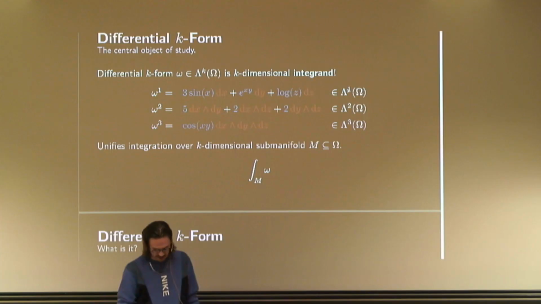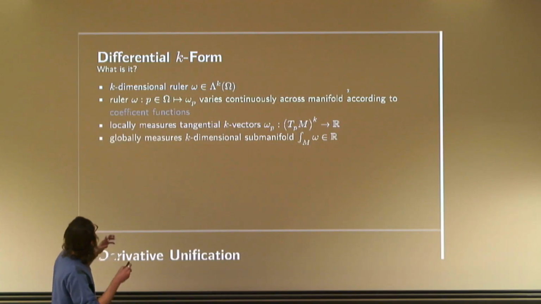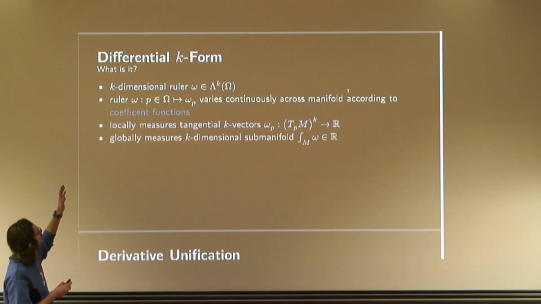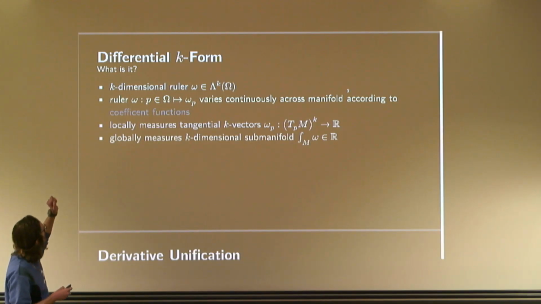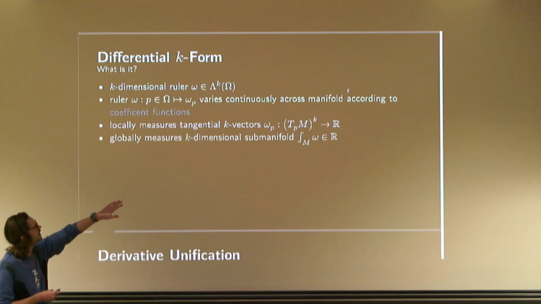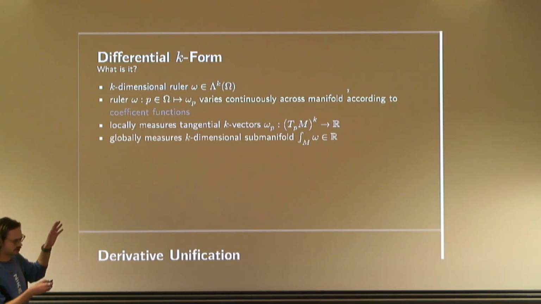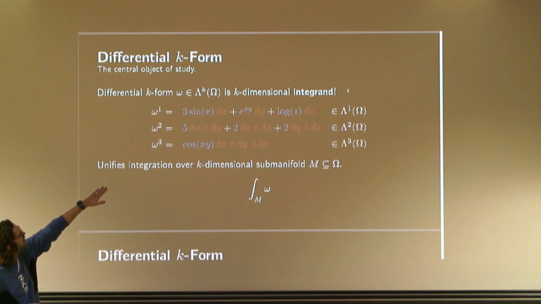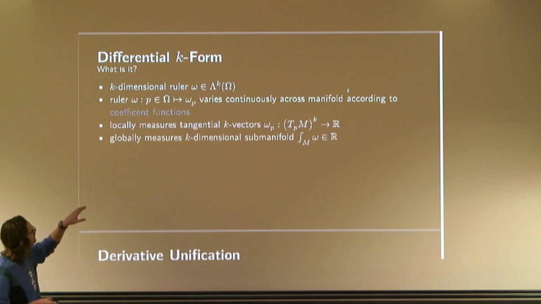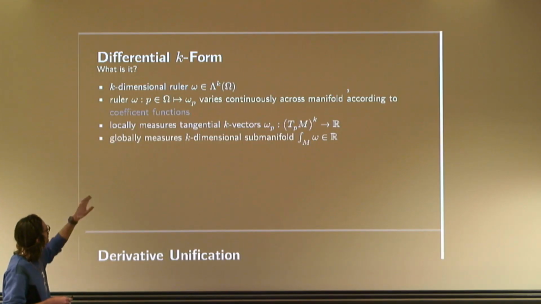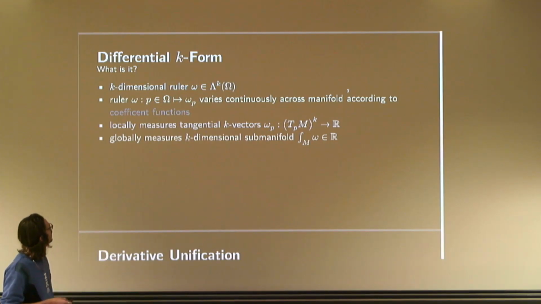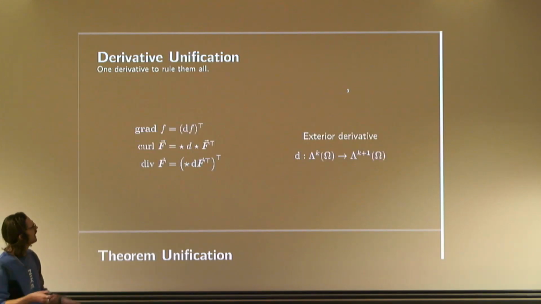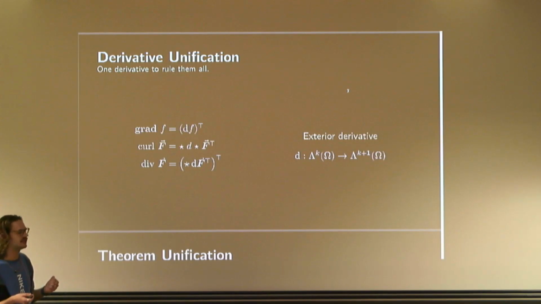And you can basically think of this K-form as being a K-dimensional ruler, which measures K-dimensional spaces. So our ruler varies continuously across the manifold, according to these coefficient functions here in blue. And at each point in space, we locally measure tangential K-vectors on this manifold, and globally we measure the whole K-dimensional manifold. And in this way, we have unified the integrals.